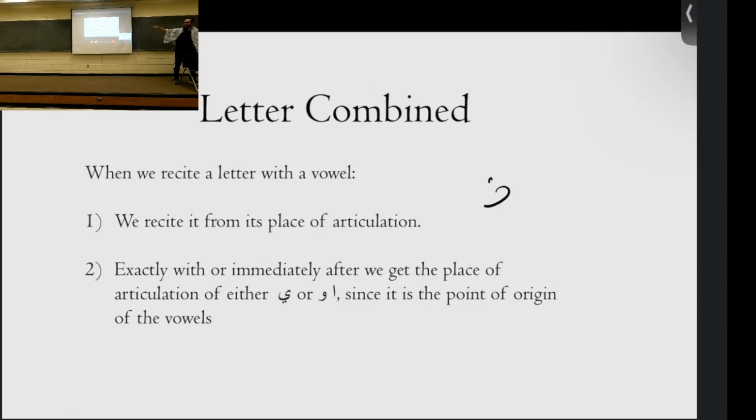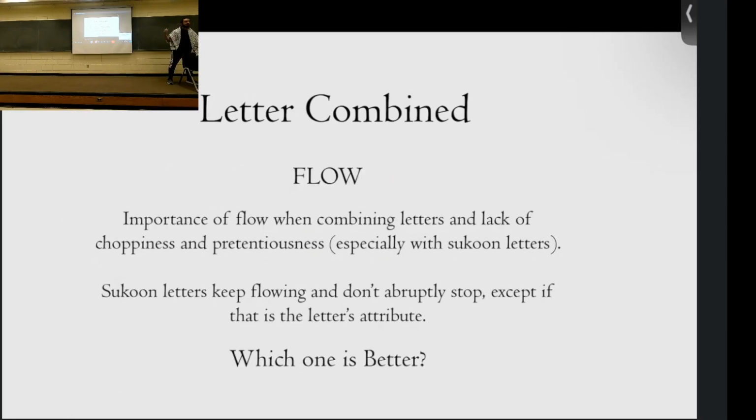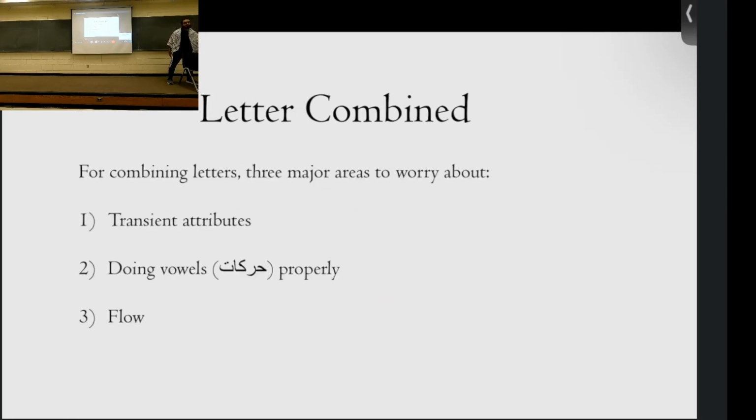Anyway, letter combined, we recite the letter from its place of articulation with the vowel. Dhu, bu, mu, immediately, right? So we leave the place of articulation, mu, and at the same time do the makhraj of the alif, waw or ya. Flow, no pretentiousness, and we're done.